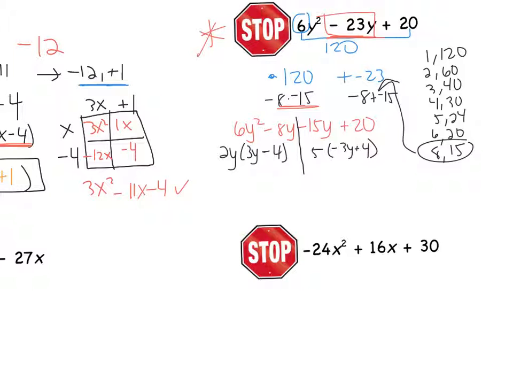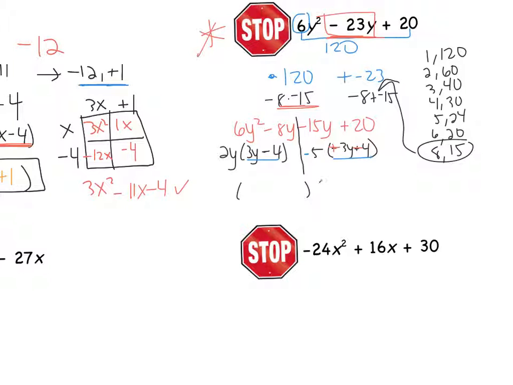Okay, at this point, I run into a problem. These parentheses were supposed to match, and they don't. They have the same numbers, but different signs. Now, what I should have done is factor out a negative 5 from the first term. If I do that, this becomes positive 3y and negative 4. So anytime that your signs are wrong, you probably need to factor out a negative that you didn't account for.